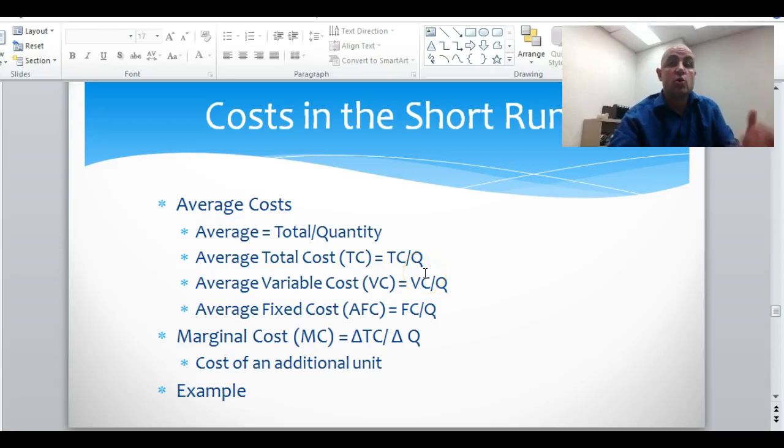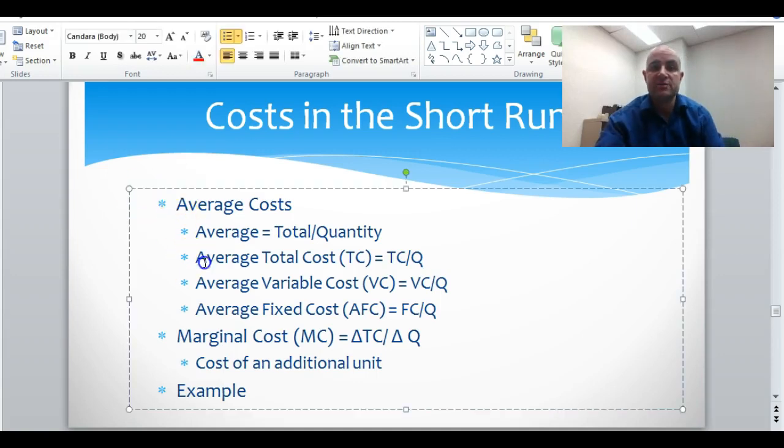So now we look at the total costs in the short run. Now let's also look at the averages. In general, whenever we talk about an average, we talk about it as the total divided by the quantity. Using our terminology, the average total cost, which can be ATC or just AC, average cost, is going to be your total cost divided by the output quantity. So it's the total cost of production divided by the number of units you produce.